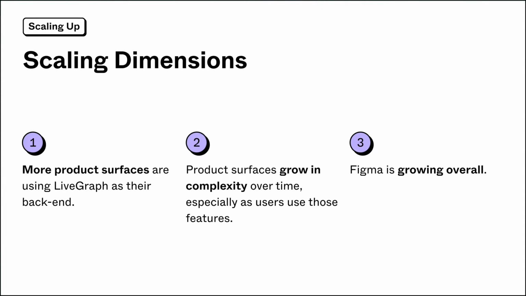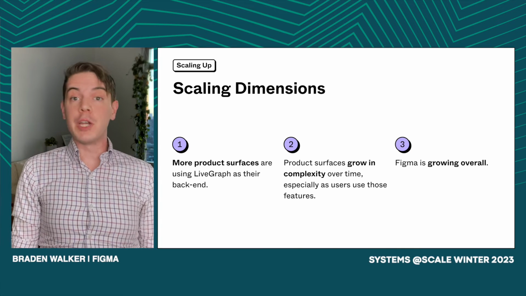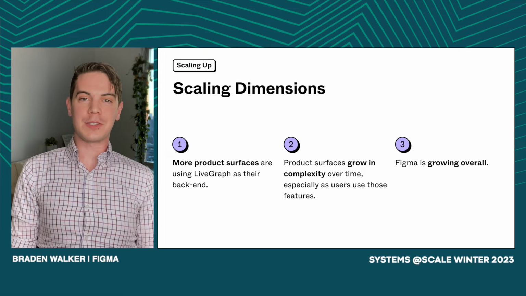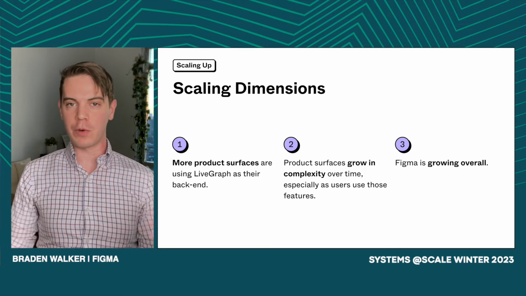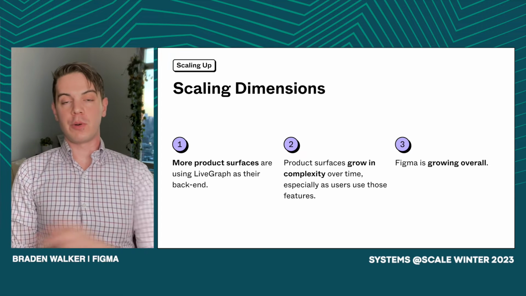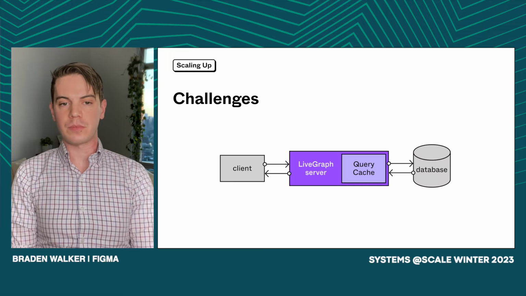Now, let's talk about what it takes to scale this thing up. And there are a few scaling dimensions to pay attention to. One is that more product surfaces are using LiveGraph as their backend, both because we're building new things and because we're converting existing things to use LiveGraph. The complexity of those surfaces increases over time because users use those features, right? As time goes on, we have folders with more and more files in them because users are using them. And then Figma itself is growing overall. So we're acquiring new users and we need to worry about that.